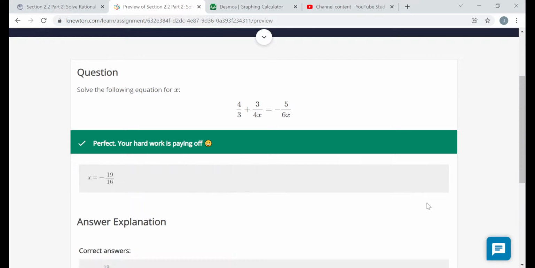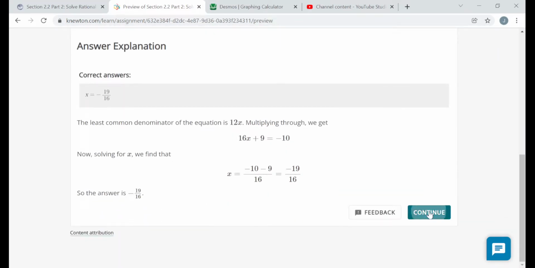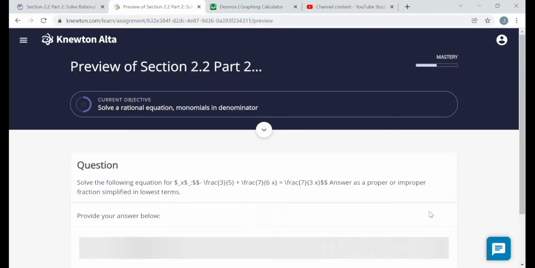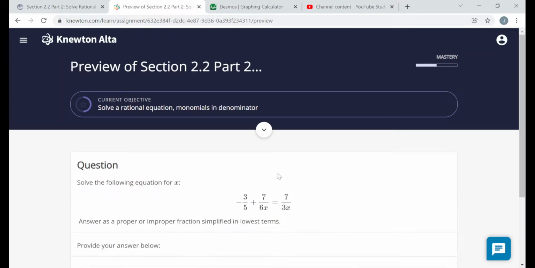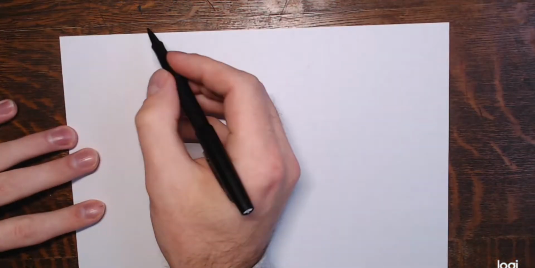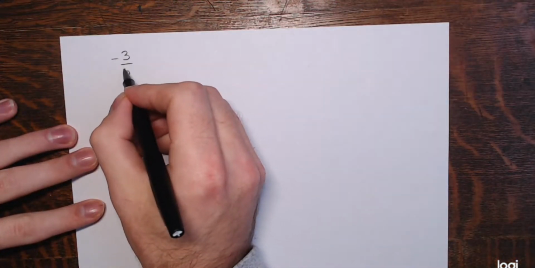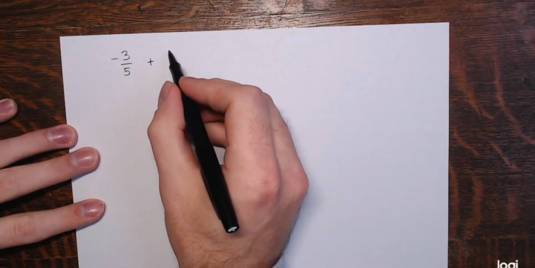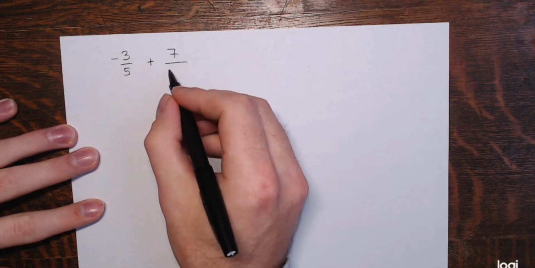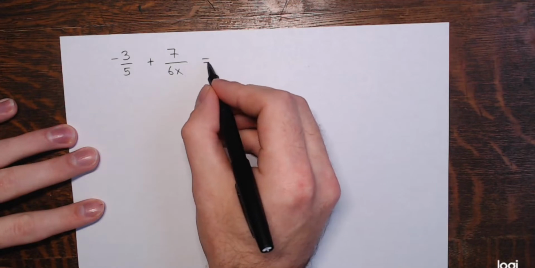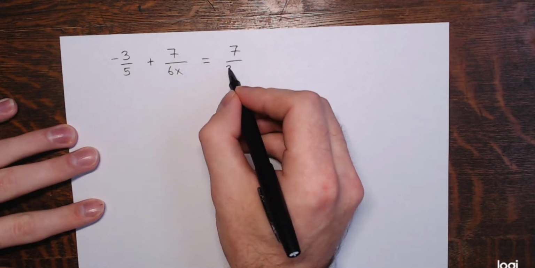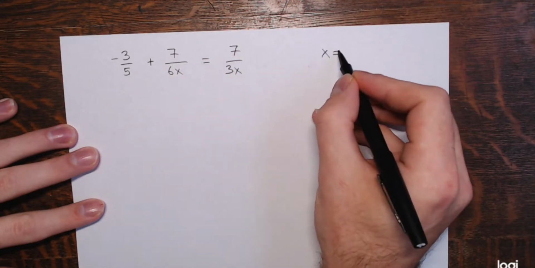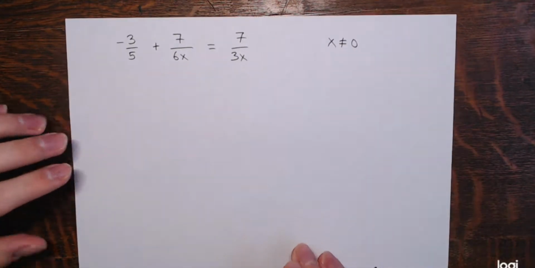Wonderful. All right, then we have the same thing with the monomials. So again, I'll write this out, go through and solve. So we have negative 3/5 plus 7 over 6x equals 7 over 3x. Again, I'm hoping it's obvious that x can't be 0 here, because you'll have denominators of 0.